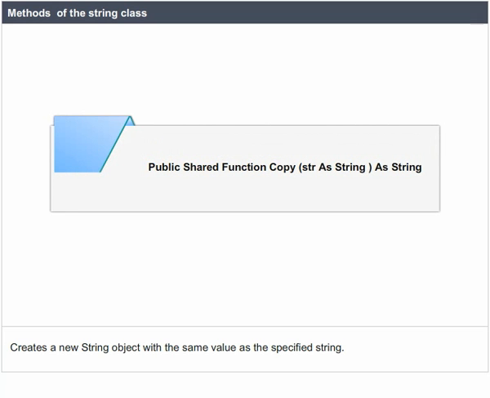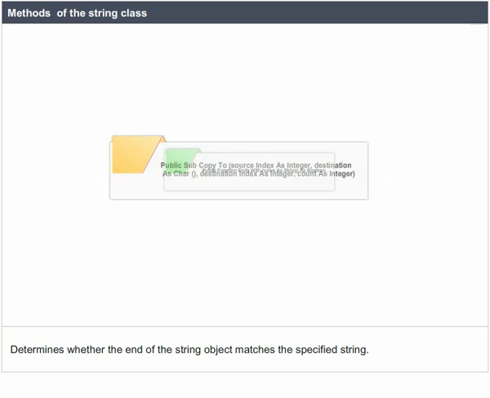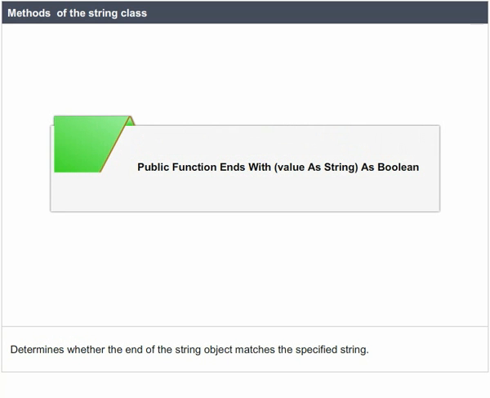Public Sub CopyTo(sourceIndex As Integer, destination As Char(), destinationIndex As Integer, count As Integer). Copies a specified number of characters from a specified position of the string object to a specified position in an array of Unicode characters. Public Function EndsWith(value As String) As Boolean determines whether the end of the string object matches the specified string.